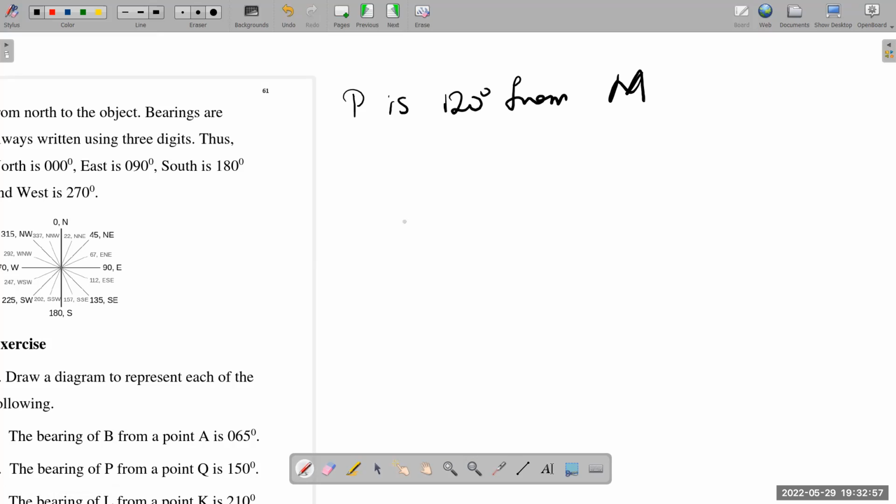You always draw the one that says "from" first. So you're going to draw M. From M, that's what we do. What do we do from M? We always draw what? Our north line.